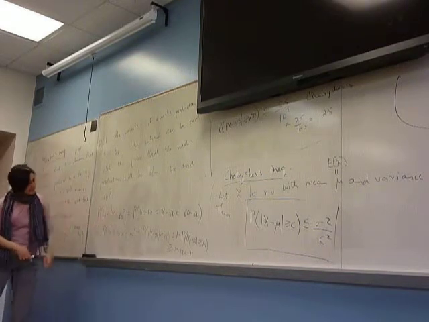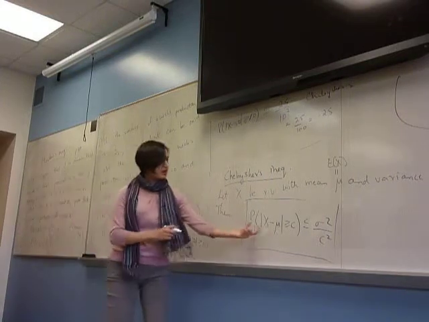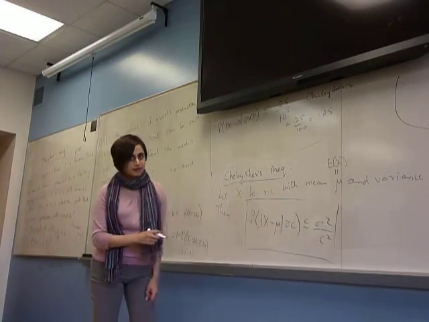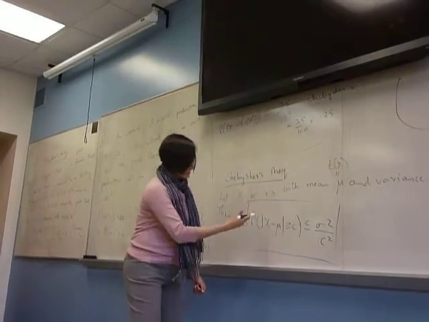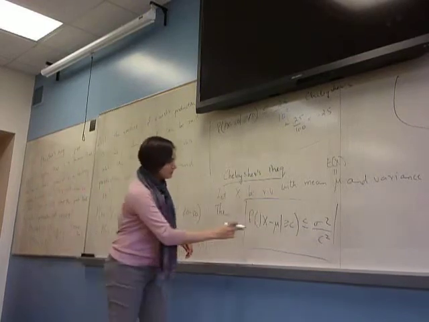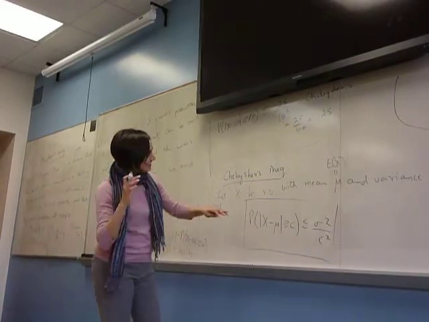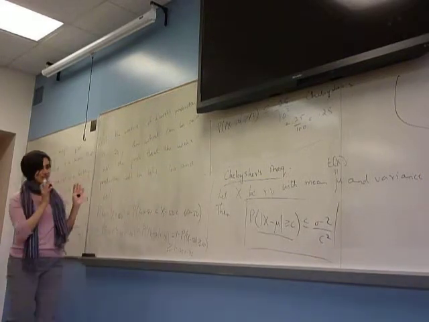Did you say distance from you? Yeah, distance from the mean. Mu is the mean. Every time I say mu, I basically mean the mean. So you always have to write it in this form to use Chebyshev's inequality.